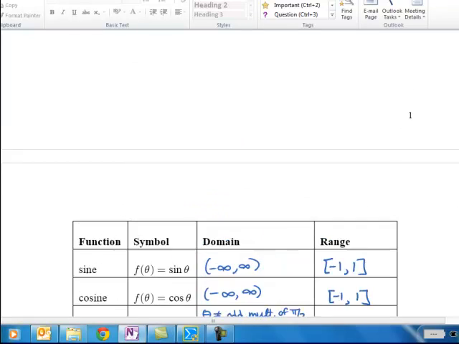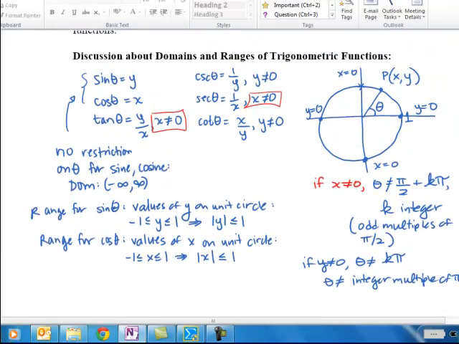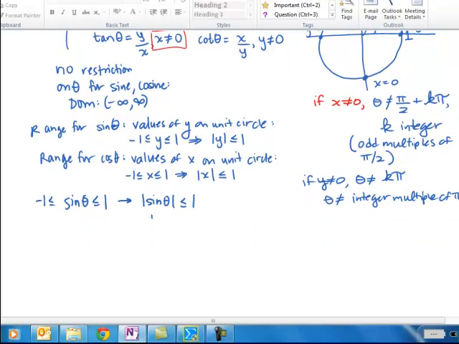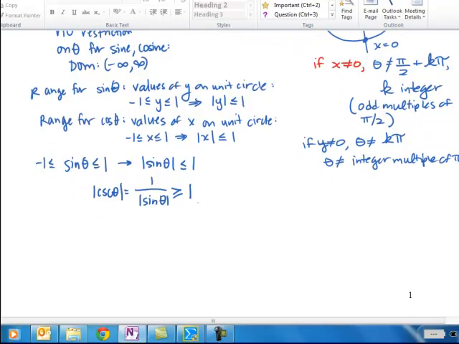And then let's think about secant and cosecant. If we know that sine of theta is between -1 and 1, that means, let's write it this way, the absolute value of sine is less than or equal to 1. So the reciprocal, which is the same as cosecant, should be greater than or equal to 1. Right? If a value is less than 1, then its reciprocal would be greater than 1.